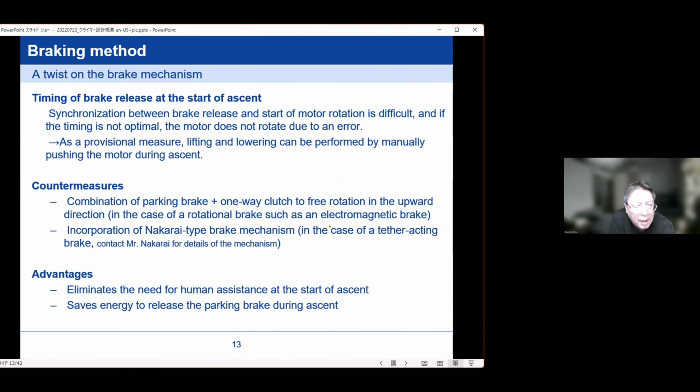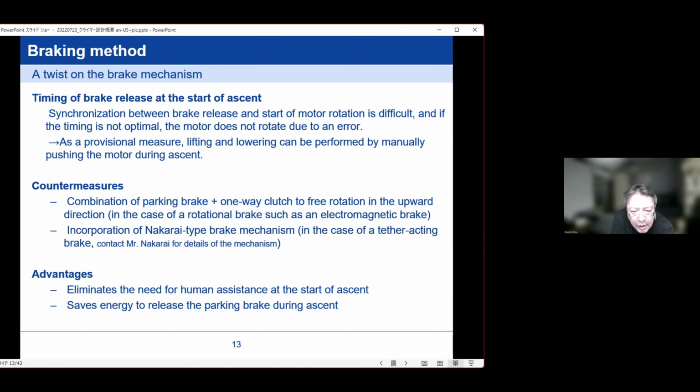Next, as a way to improve the braking mechanism: as I mentioned when explaining the motor, I mentioned a little about the problem of the sensorless motor not being able to start climbing if the load is too high when it is rising. But by combining this with an emergency brake, I think we can come up with a solution to this.